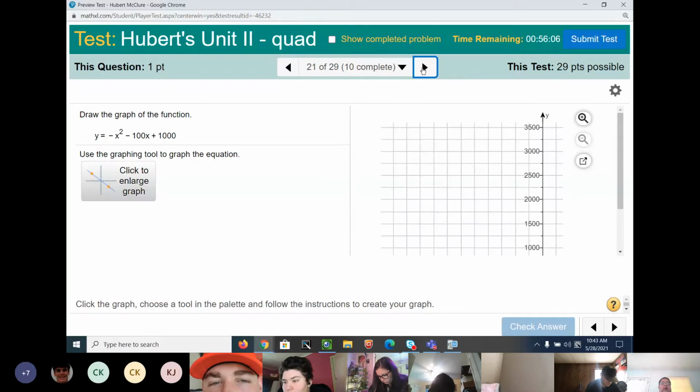Okay, draw the graph of the function. I hate when they ask y'all to draw a graph because their graphing technology sucks. I wish they'd just give you A, B, C, and D. All right, here we go. Y is equal to negative x squared minus 100x plus 1,000. Now, I want you to use complete the square, but you don't have to. You can use your graphing calculator. I'm going to use complete the square.